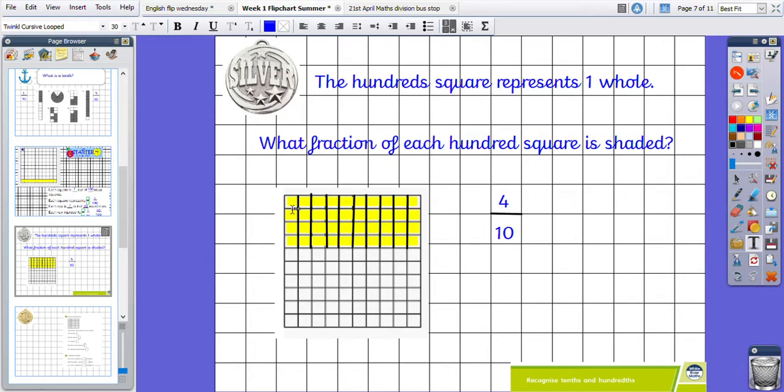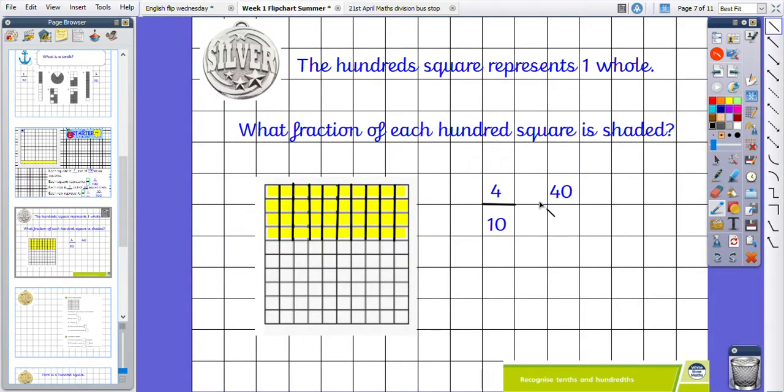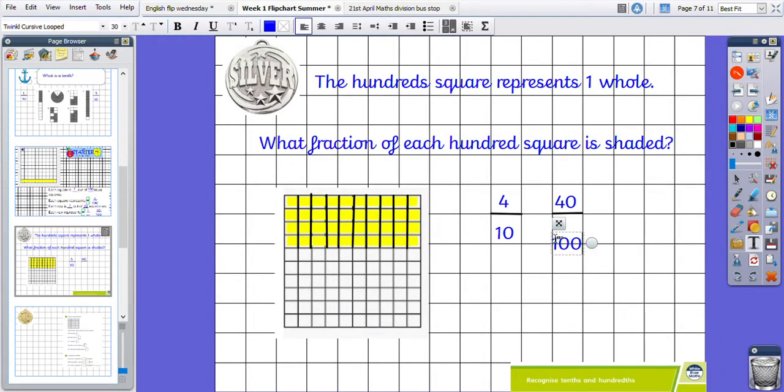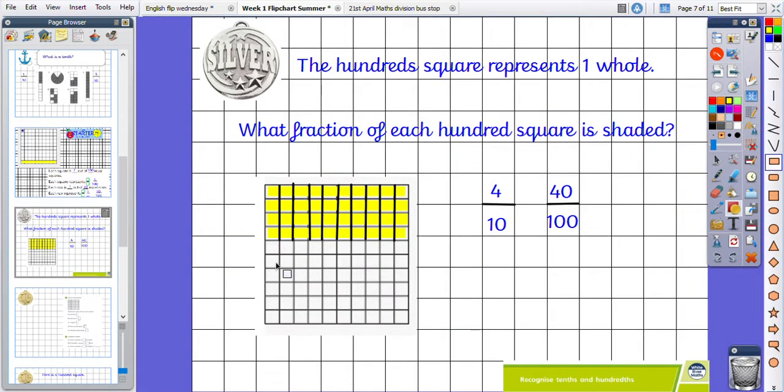But I also know that I can make a different fraction here, because I could split my Deans into each equal block into hundredths. So I know that I've shaded in 10, 20, 30, 40 hundredths. 40, and my denominator is hundredths.